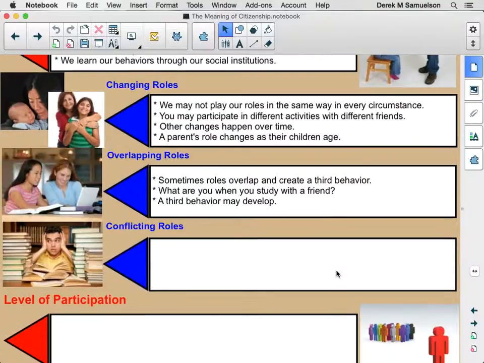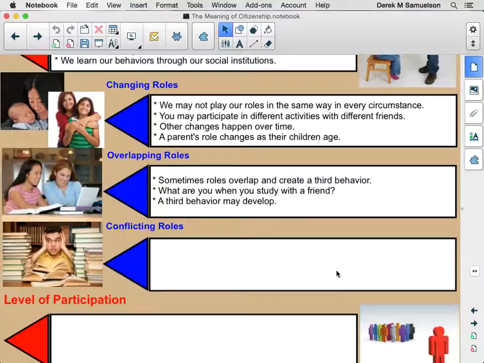Overlapping roles. Sometimes your roles overlap and create different sorts of behaviors. Like, what are you when you study with a friend? Are you a student or are you a friend? Well, you're both, but you're going to behave in a different way. You and your friends studying by yourselves aren't going to act the same way that you would in a classroom. You're not going to act the same way that you would walking down the street going over to a party.